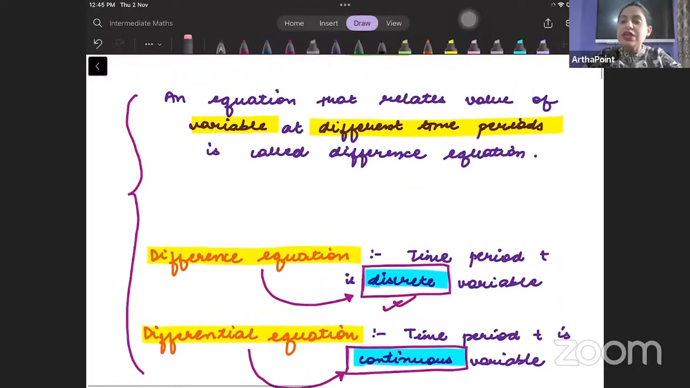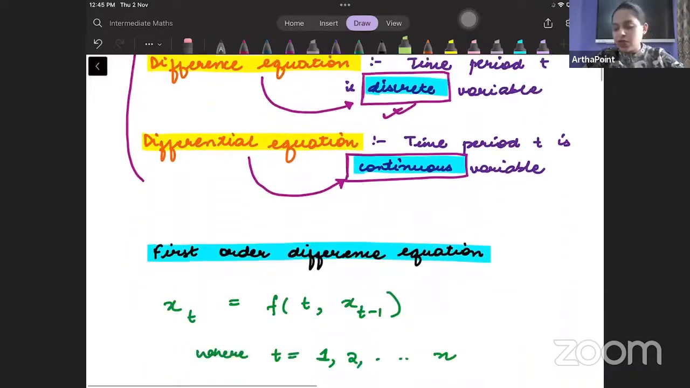So try to read the definition. An equation that relates the value of a variable at different time periods. I am linking the value of the variable, it is the same variable, but we are connecting it to different time periods. Then that is called a difference equation. Okay, beta.